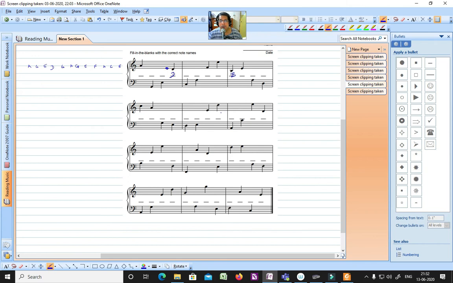Okay, so today we have learned notes. We try to catch them and name them as quickly as possible. Plus we have learned ledger line notes, which are notes which are above the staff or below the staff.